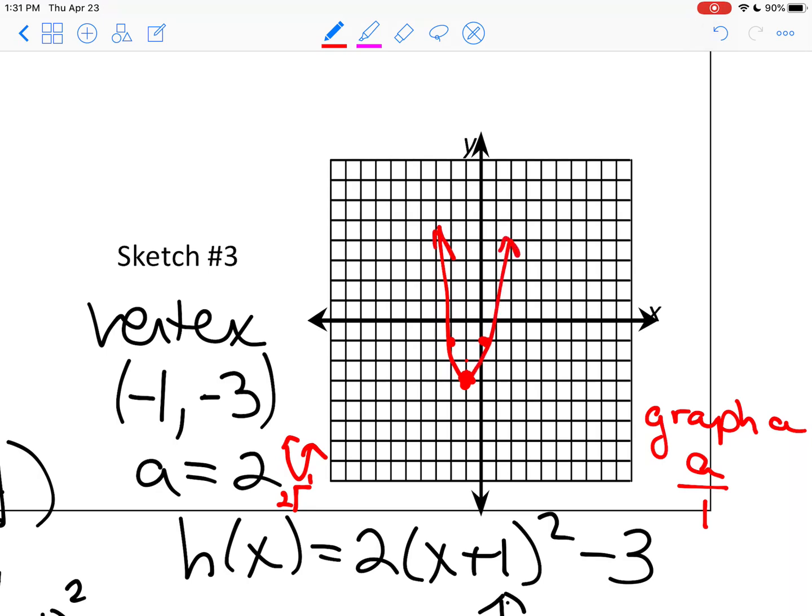So when I go to grade your papers, I'm going to look for that vertex, and I'm going to look for those 2 points to make sure they're in the right space. All right, if you have any questions with your assignment, please jump online on Friday, and I'll answer your questions.